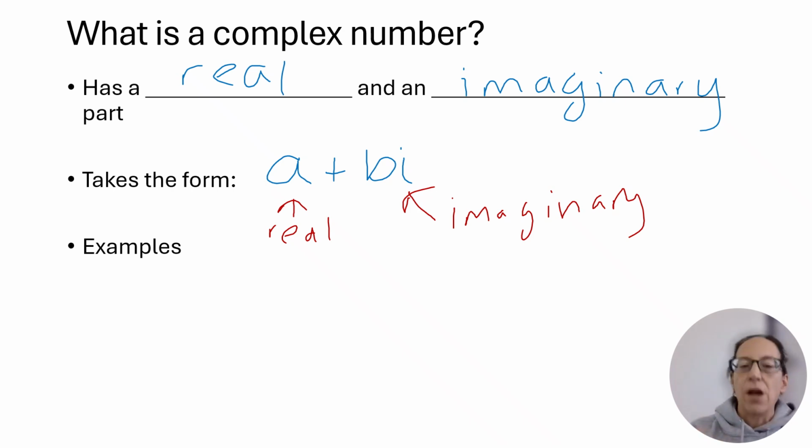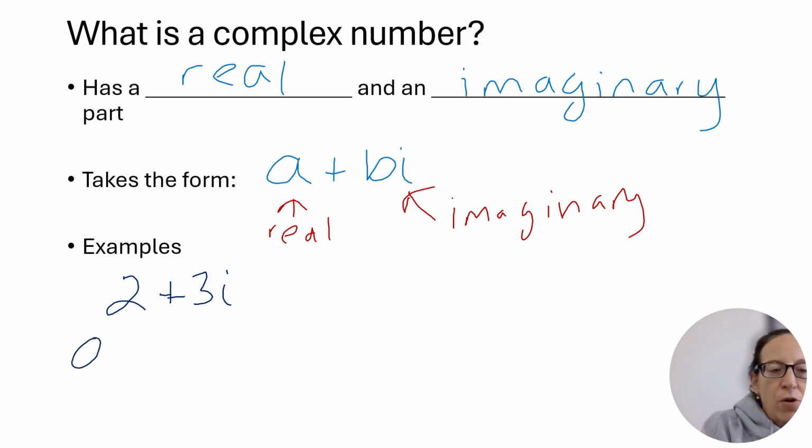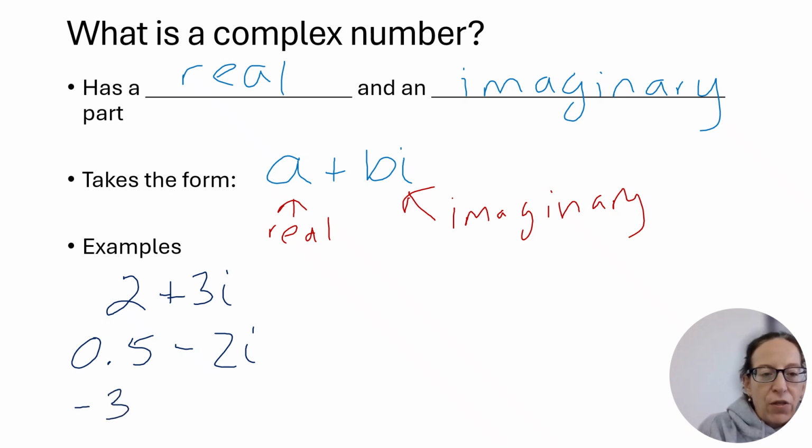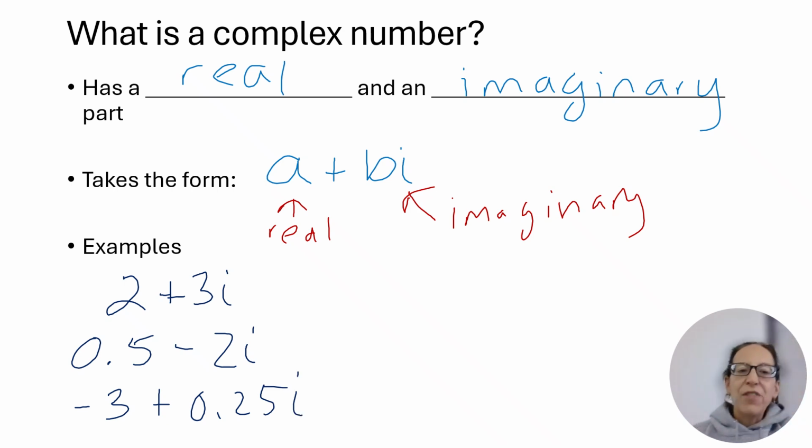Some examples of complex numbers could be something like 2 plus 3i. The 2 is the real part, and the 3i is the imaginary part. Just so we don't get stuck in a rut, you could have a decimal for one of them, and it could be negative, like 0.5 minus 2i. That would be a complex number. We could have a negative for the real part, like -3 plus 0.25i. I think you get the idea.